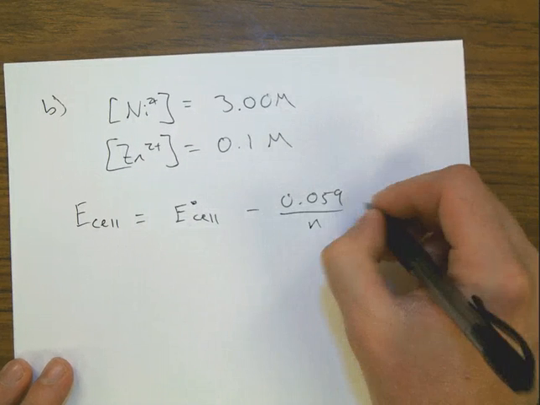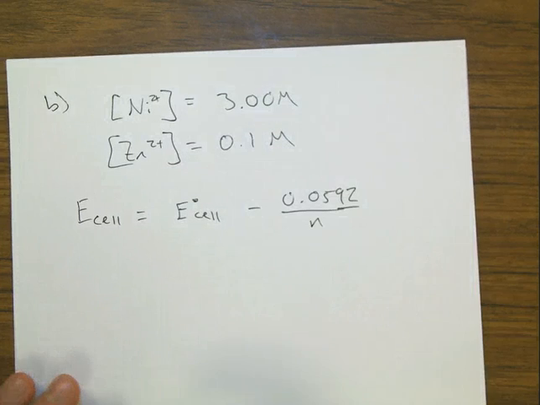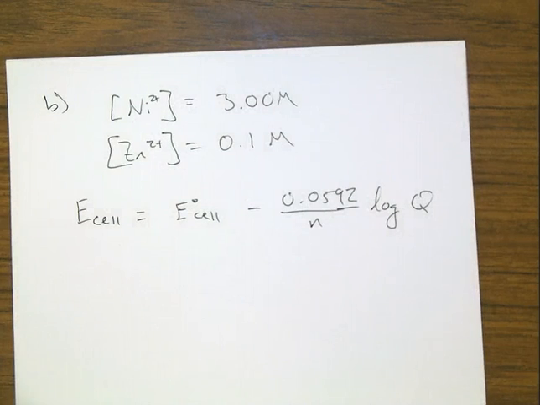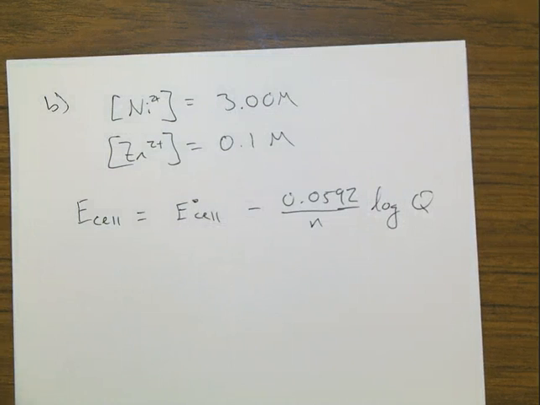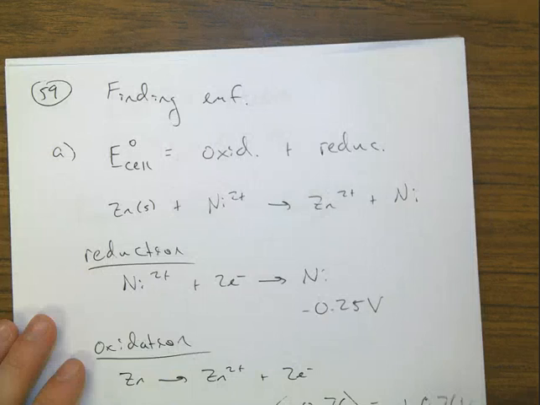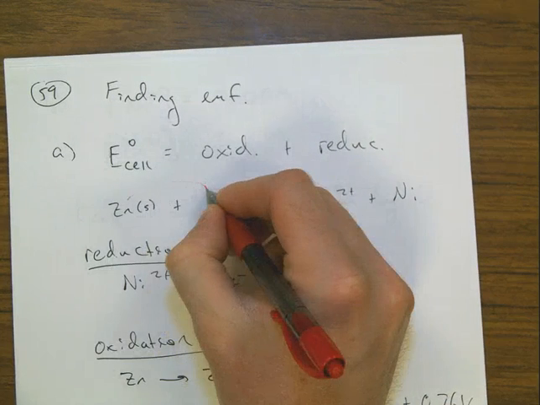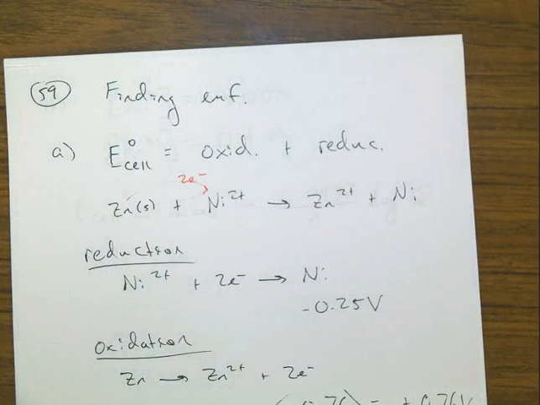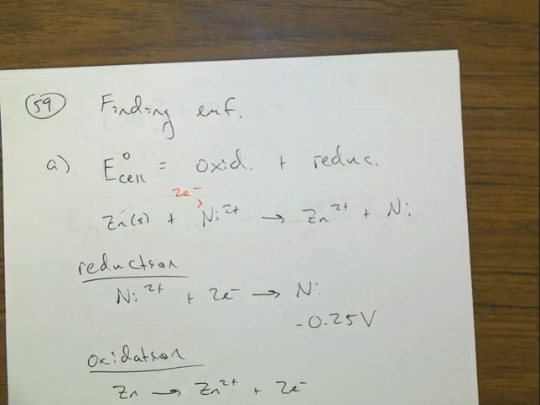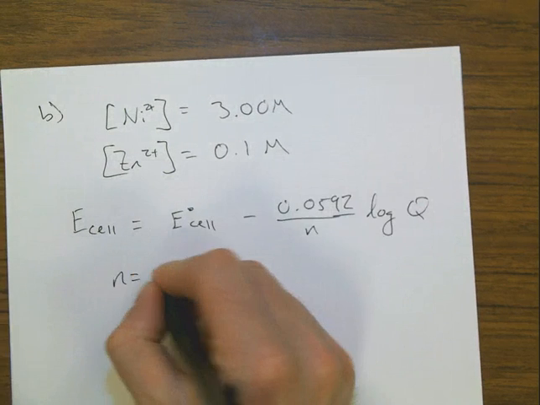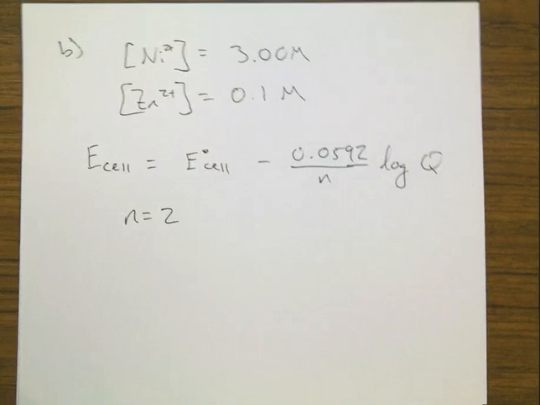So it's negative 0.0592 over n log of Q. Now n is the number of moles of electrons, not total number, but moles of electrons in this reaction that are being transferred. This one's pretty easy to see. You can see that 2 electrons are being transferred from the zinc to the nickel in our combined redox reaction. So the moles of electrons being transferred are 2, so I know that my n equals 2. Q, however, is a little bit different.